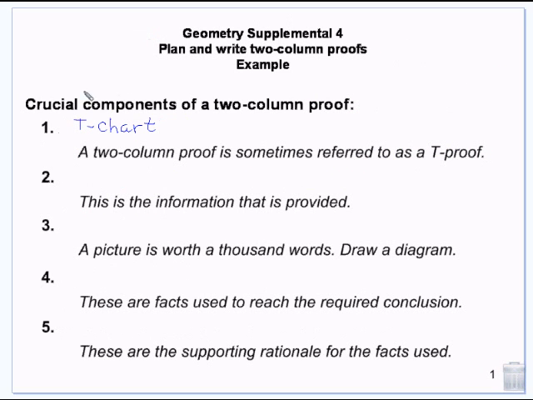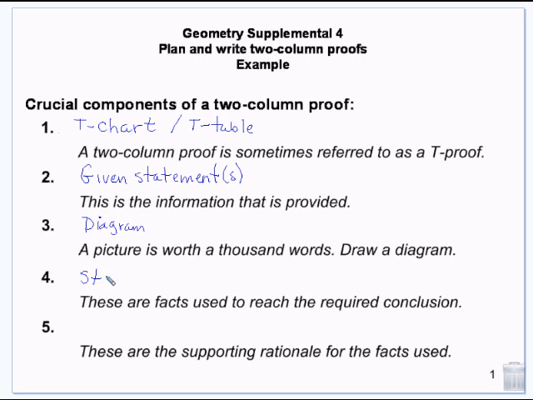All right, to make a two-column proof, you have to have a t-chart. That's the structure of the proof. You have a t-table or t-chart. It's sometimes called a t-proof. You have to have a given statement or more than one. You have to have some sort of information, though, that is given to you to start out. Okay? Pictures make the proof a million times easier. So if you're not provided with one, you should draw one based on the given information.